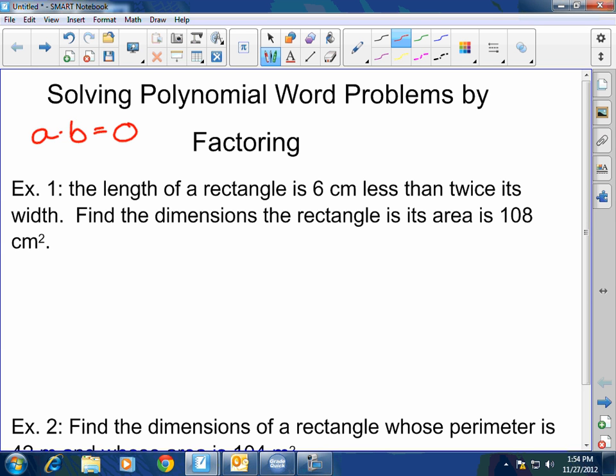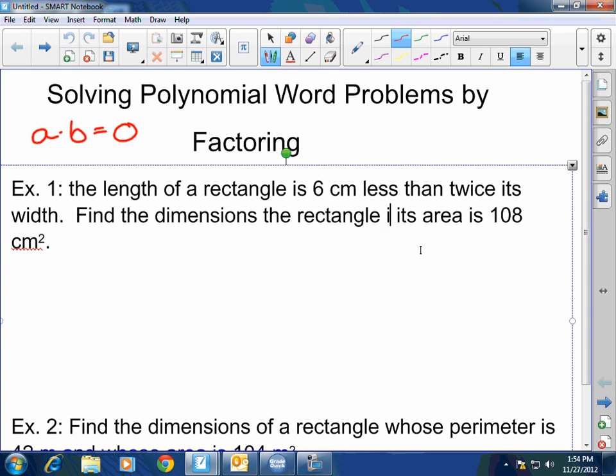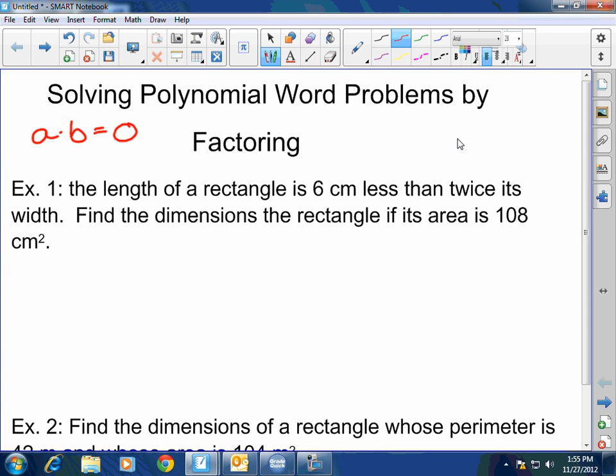The length of a rectangle is 6 centimeters less than twice its width. Find the dimensions of the rectangle if its area is 108 centimeters squared.